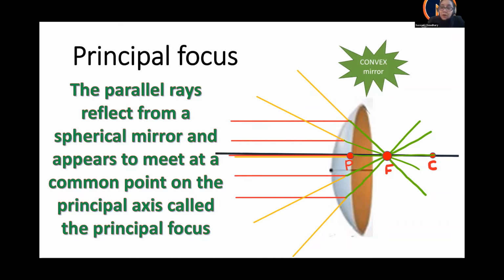So for the convex mirror and the concave mirror, the idea is the same. In one, the reflected rays actually meet, and in the other, the reflected rays appear to meet, and they appear to meet behind the mirror.